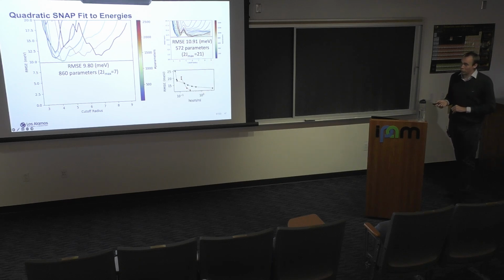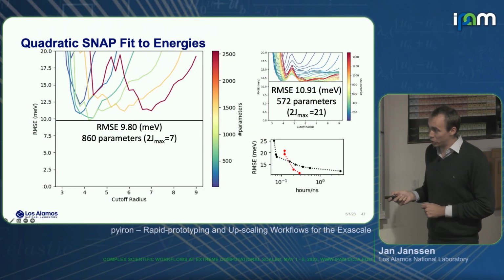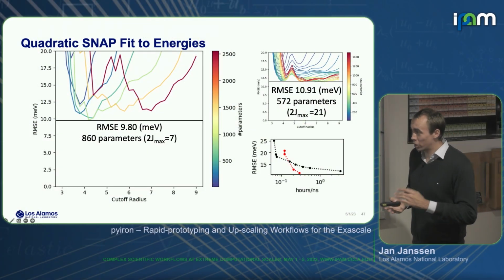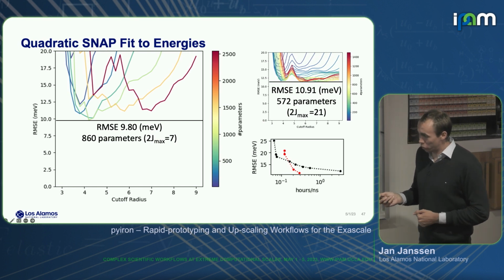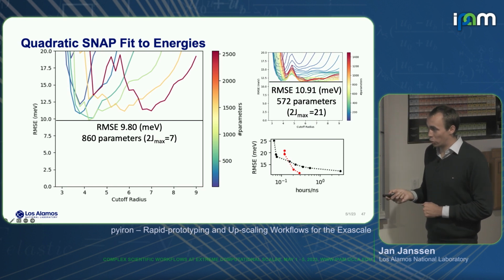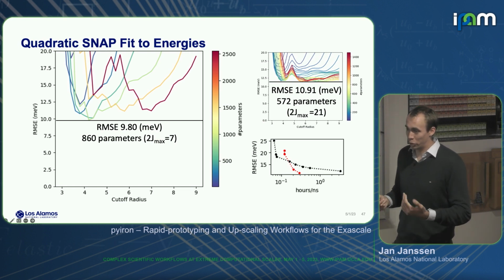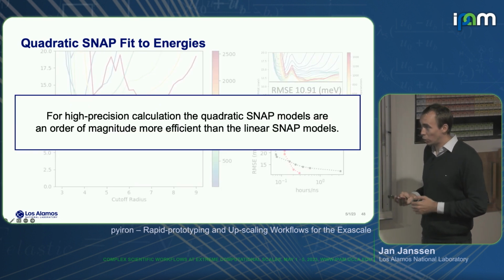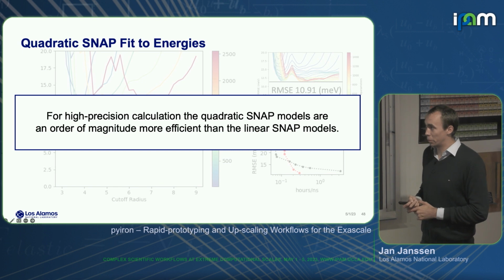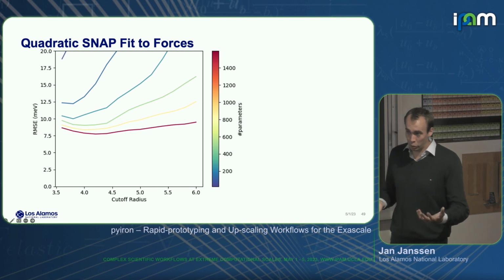But the important part here is that we use a much smaller number of bispectral components because we just have the quadratic terms. If you look here again at the RMSE over computational time, we see that if you're fine with a rather large RMSE error, then it's better to choose the linear potential. But at a certain point, you see a transition where it's much more effective to use the quadratic potential, where you can gain nearly an order of magnitude in performance using quadratic descriptors versus linear descriptors for the most precise potential. So for high precision calculations, the quadratic SNAP descriptors are an order of magnitude more efficient than the linear ones.